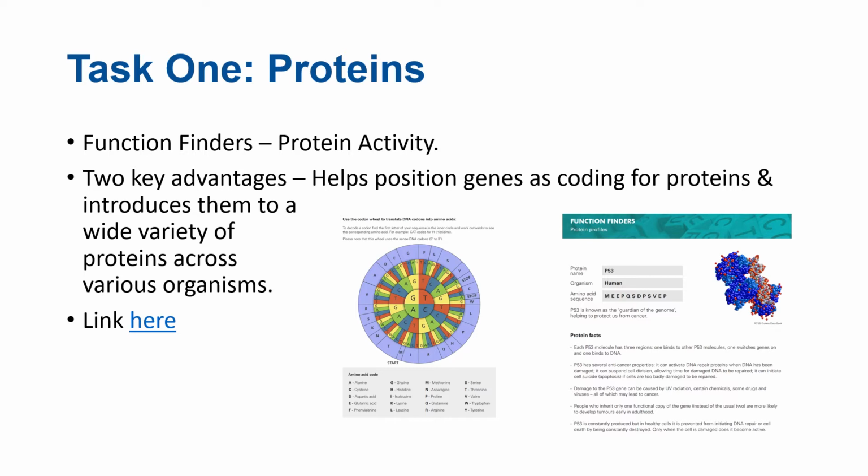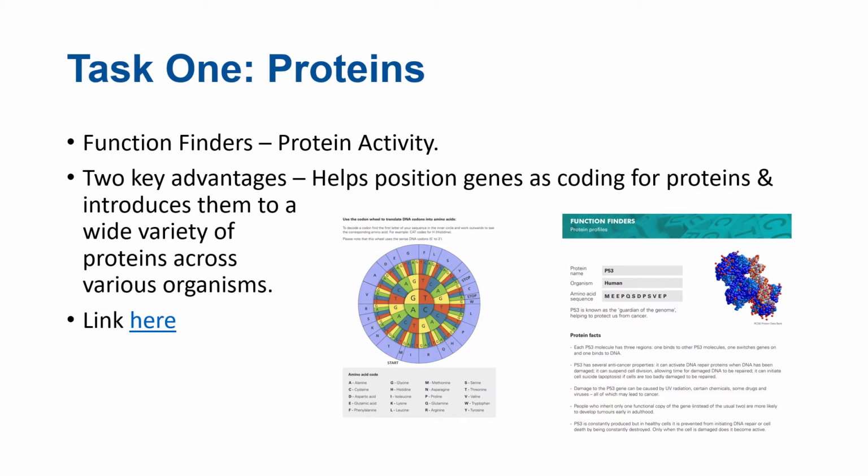The students get the DNA sequence of 10 genes. They work out what amino acids the protein is made of using a codon wheel, and then they go around the classroom and read the profiles of different proteins and work out which protein each gene codes for, and then write a little description of its function. So it's quite a straightforward task, but the nice thing about this task is it introduces them to a wide variety of proteins across various different organisms.